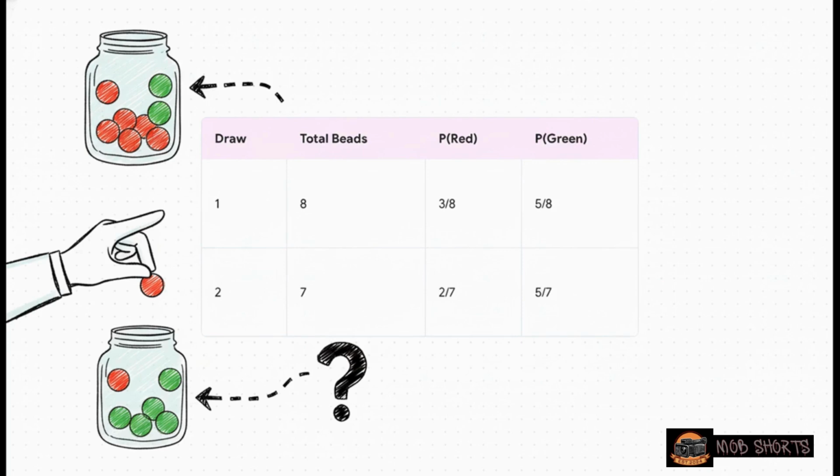But if we keep that red bead, look what happens to the numbers. On the second draw, there are only 7 beads left in the bag, and only 2 of them are red. The probability of picking another red has dropped from 3 out of 8 all the way down to 2 out of 7. The second event is now completely dependent on what happened first.